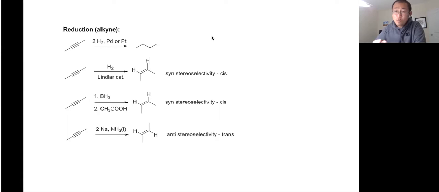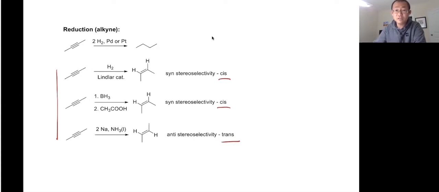But what if I want to convert an alkyne to an alkene, meaning I only want to add 1 mole of hydrogen? I want the reaction to stop at the alkene stage. Here are the 3 methods we use. The first 2 give cis product, cis alkene. The third one gets trans alkene. So let's take a look at the first 2.